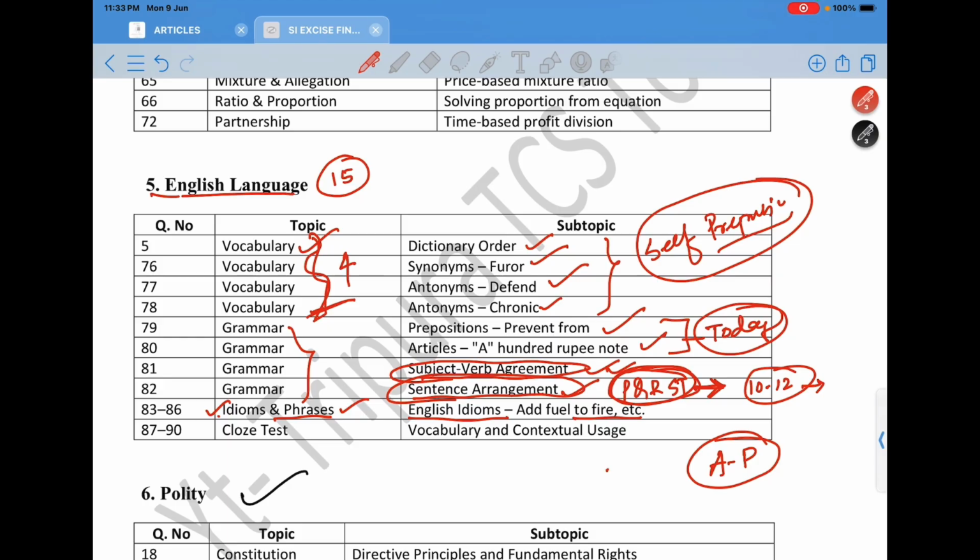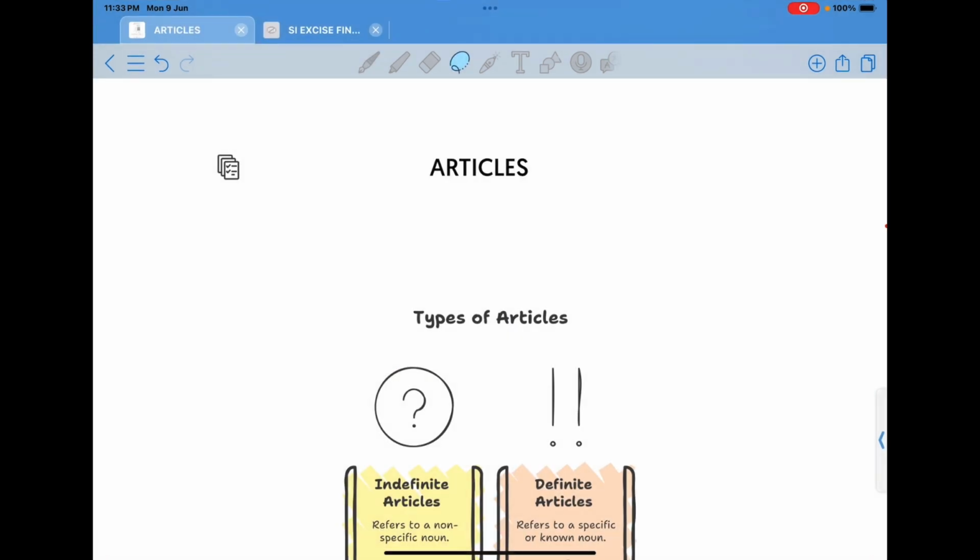Also, let's go. Now we'll go for articles. In the examination there are almost 3 to 4 questions related to articles in each and every examination. So this is very important. Now we need to understand.